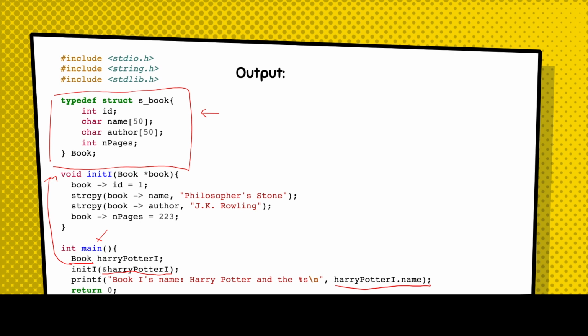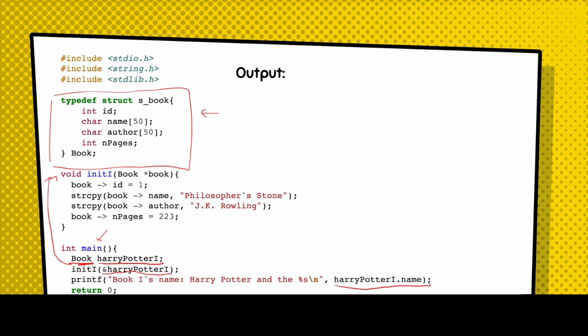Then let's take a look at the structure as underscore book. So in as book structure, which is the type of Harry Potter 1, it has four parts in the struct. The first one is the ID, the second one is the name, the third is the author, and the last is the number of pages.